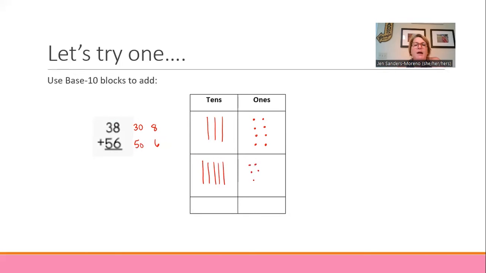Now, some of you right now might be thinking, Jen, I was taught to put the bigger number on top, so why wouldn't it be 56 on top and 38 on the bottom? Okay, addition is commutative, meaning the order doesn't matter. So you could have students practice it both ways, practicing the 38 on top or the 56 on top. And they're going to notice that you get the same answer either way. So we're good to go.